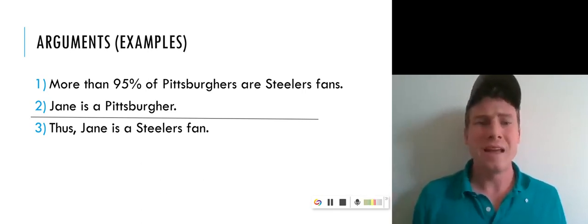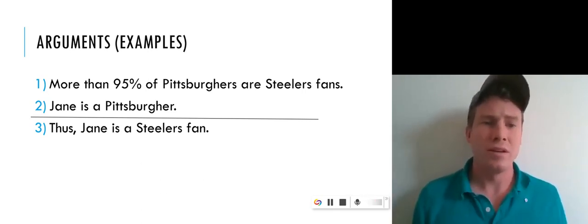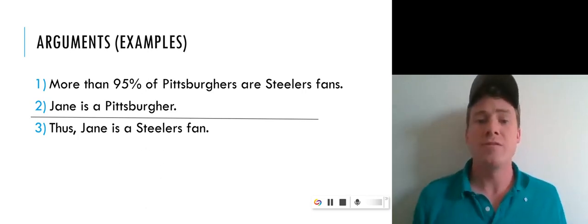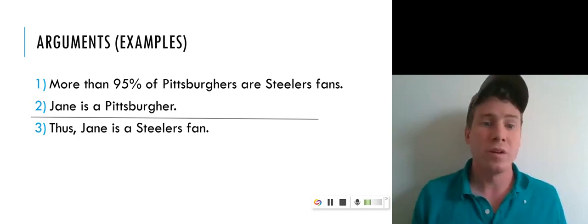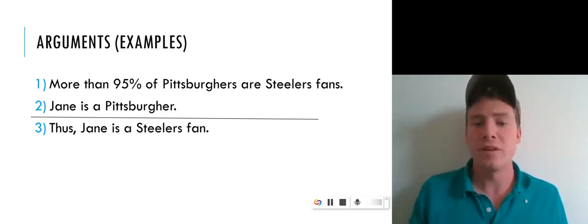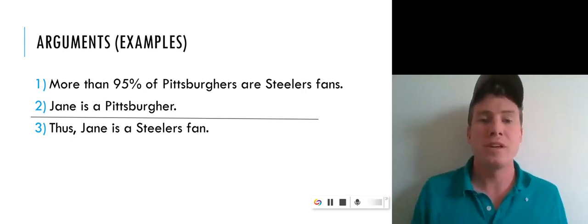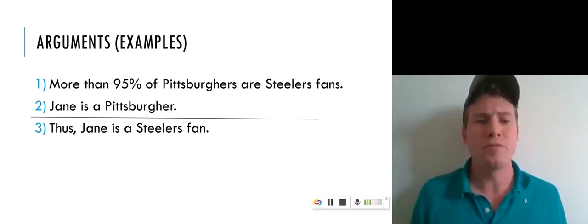Now this argument is not deductively valid, right? It could be true that more than 95% of Pittsburghers are Steelers fans, and that Jane is a Pittsburgher, and yet fail to be true that Jane is a Steelers fan, because she might be part of the 2 or 3 or however many percent of Pittsburghers who are not Steelers fans, right? So the conclusion might be false here, even when the premises are true. So it's not a deductively valid argument.